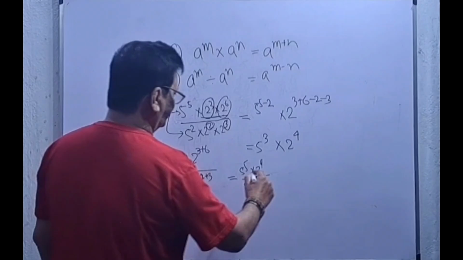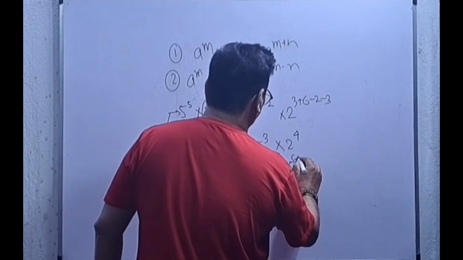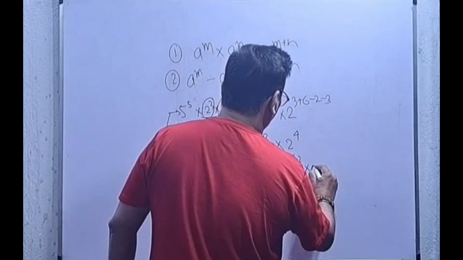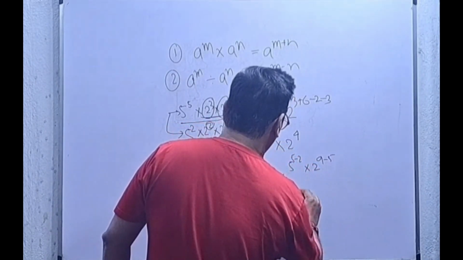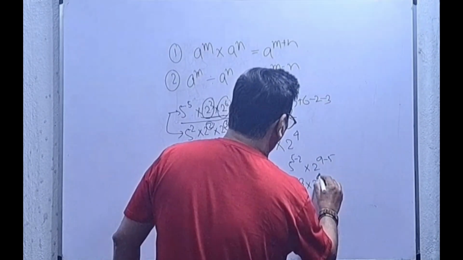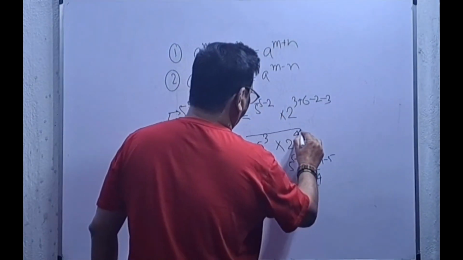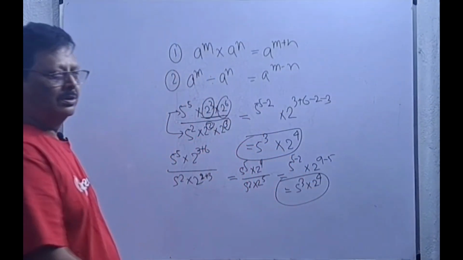Correct? Now see, the same thing will happen. So it is 5 to the power of 5 minus 2 multiplied by 2 to the power of 9 minus 5, which gives you 5 to the power of 3 multiplied by 2 to the power of 4. See, we get the same result. Right? Correct.